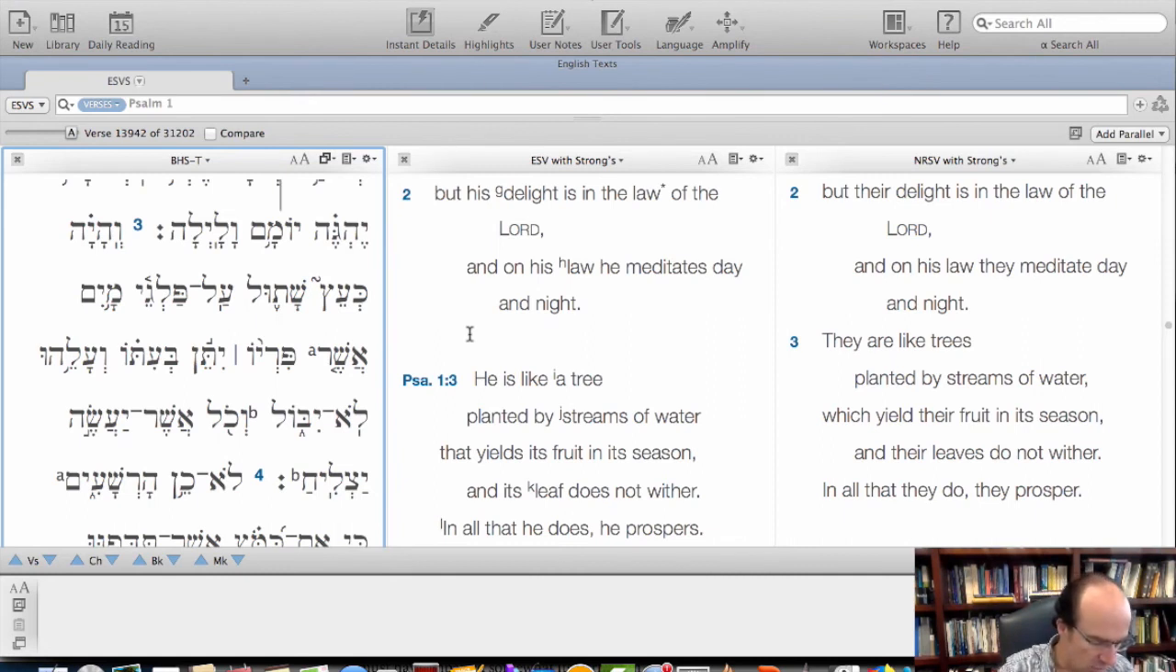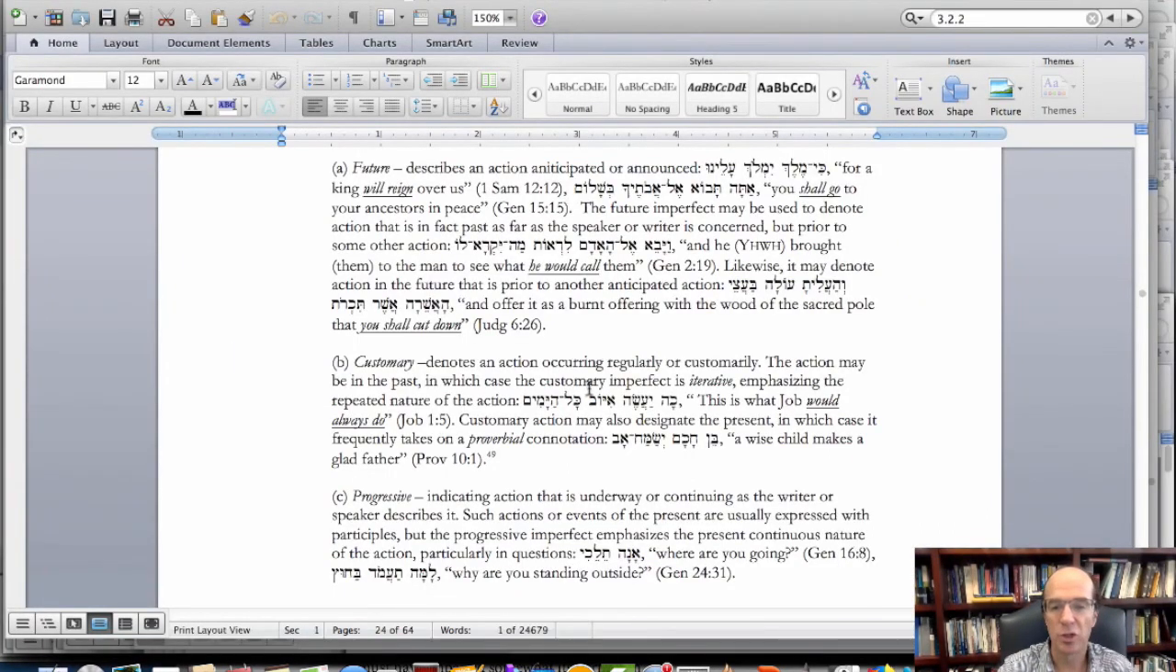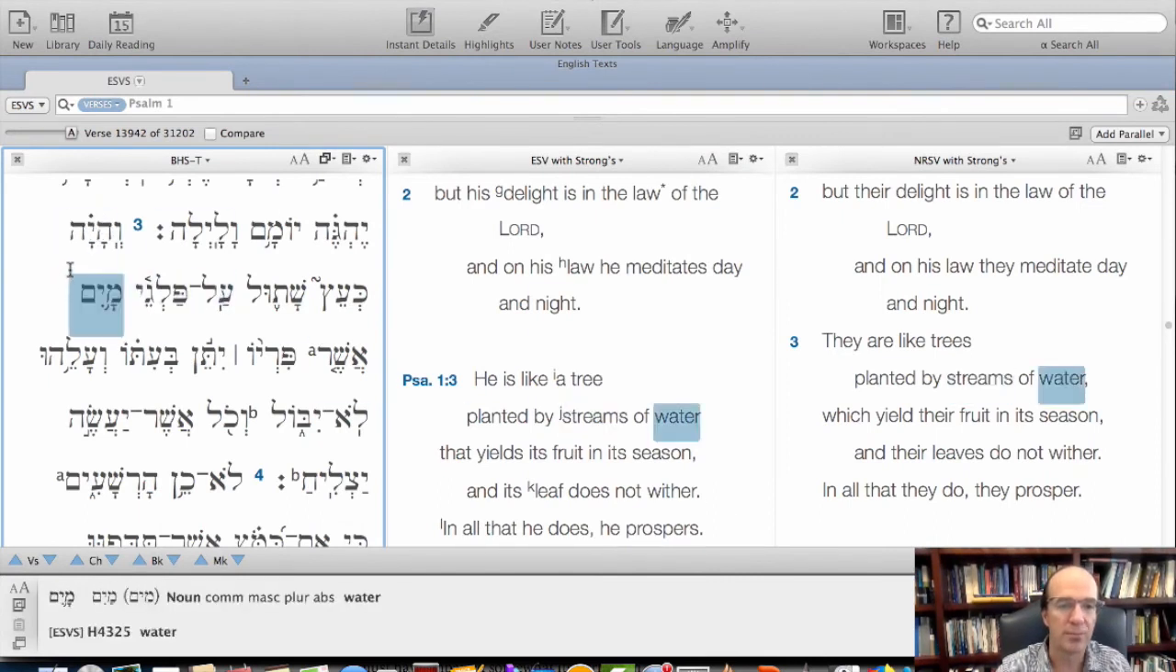This sounds a lot like the customary use. Again, go have a look at that. The customary denotes an action occurring regularly or customarily. This is, again, the idea that it's almost proverbial in a sense, just like we had in the verbs in 1:1. So this would be the customary use of the imperfect.